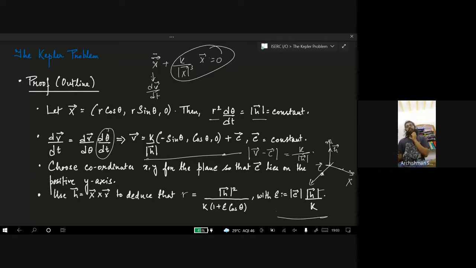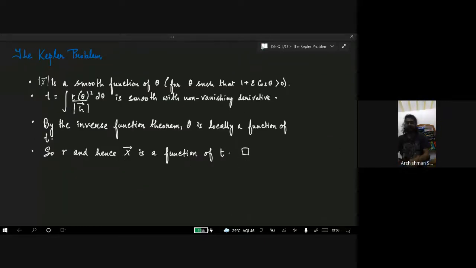So you can figure this out from the fact that the angular momentum is position times velocity, in order to deduce that r is of this particular form. And once you do that, you can express r as a smooth function of theta, for applicable values of theta, where theta satisfies this particular inequality.